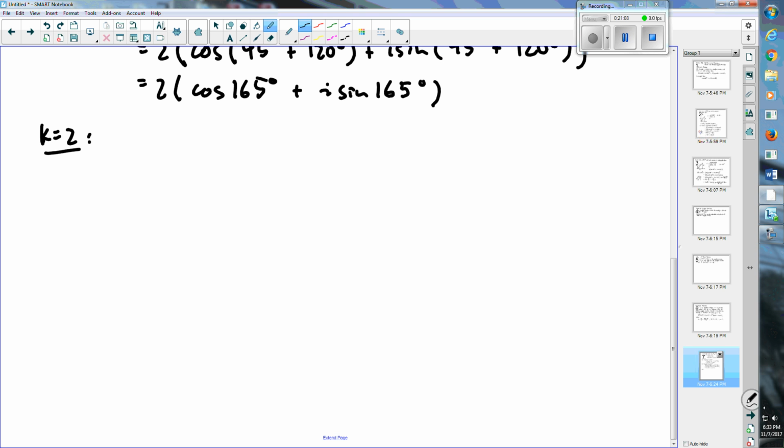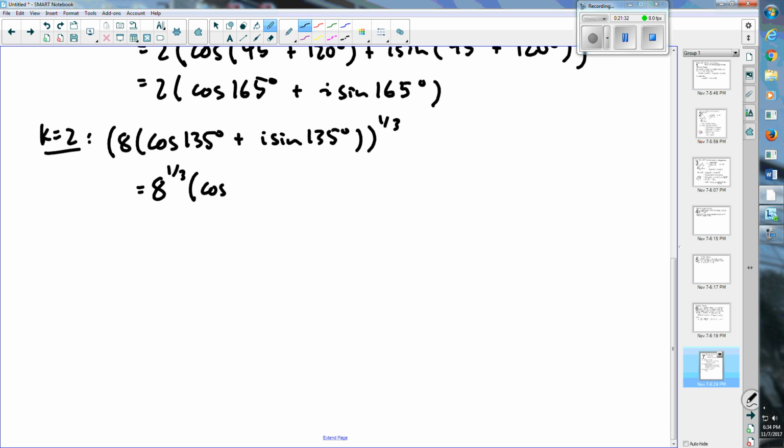Make some more room. Now we start the same way, 8 times the cosine of 135 degrees plus I times the sine of 135 degrees. Close the parenthesis. We're taking that to the 1/3 power again. Now when k is equal to 2, we get 8 to the 1/3 times the cosine of 1/3 times 135 degrees plus, and I haven't been writing the k in the formula when k was 0 or 1, but let me show you.